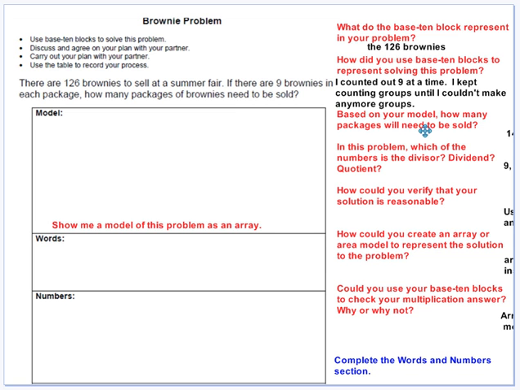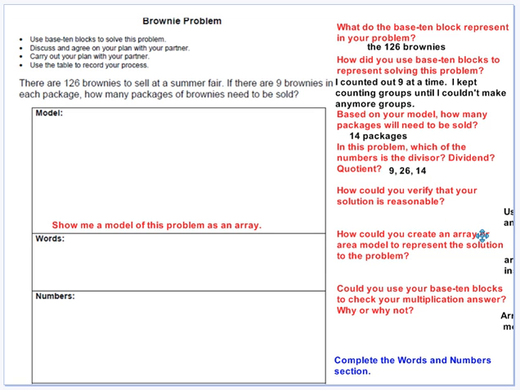Based on your model, how many packages will need to be sold? We're going to need to sell 14 packages. In this problem, which of the numbers is the divisor, the dividend, and the quotient? And here they are in order. The divisor tells us groups that we're making, which is 9. The dividend is what we're dividing into groups. And then the quotient is basically our answer, how many groups we could make. This should be 126 right here.